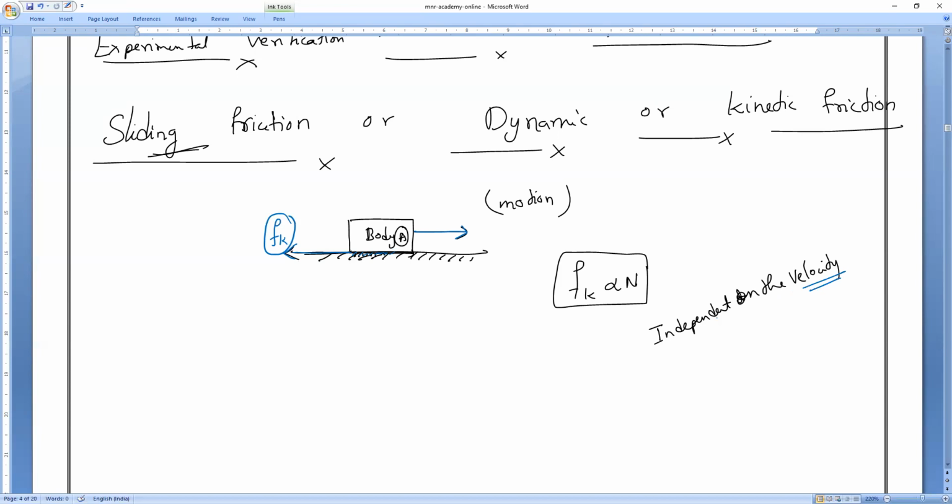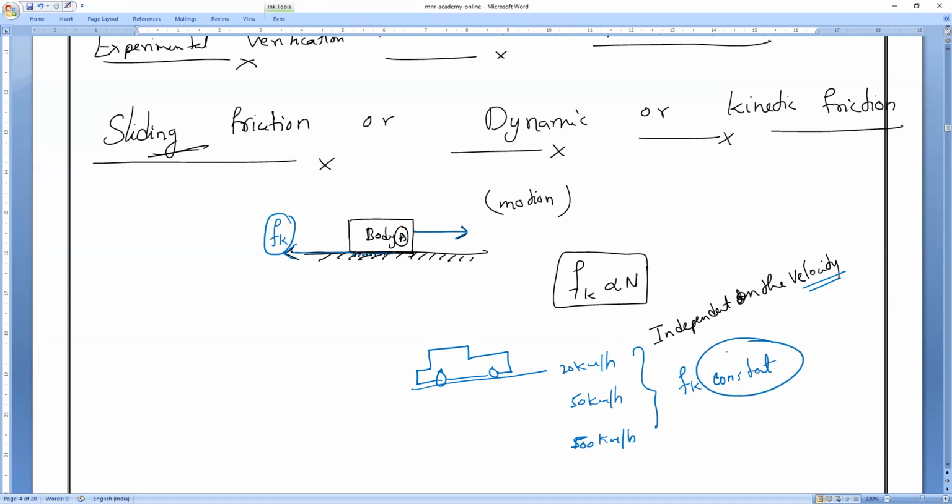Independent of velocity. Suppose you are riding a car on a road in front of your home. One day you travel at 20 km/h. Same road you travel at 50 km/h. Same road you travel at 100 km/h. Every time the kinetic friction remains constant. It will not depend on the velocity of the body. Understand, everybody?